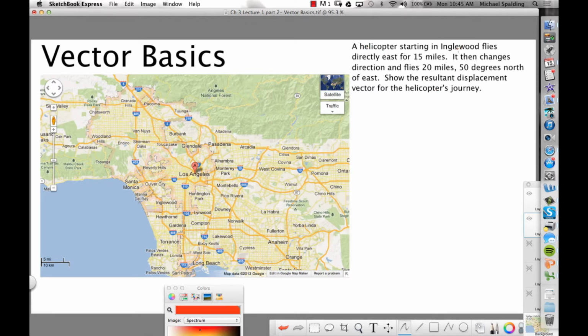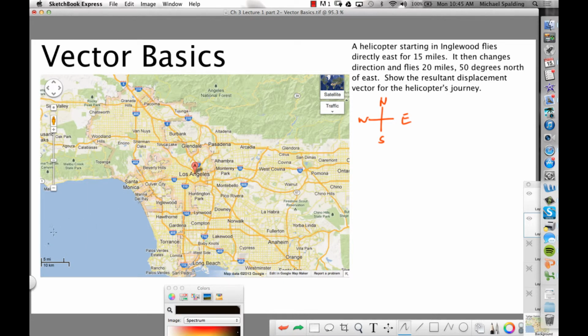So a helicopter starts in Inglewood, goes directly east for 15 miles, then it goes for 20 miles at an angle of 50 degrees northeast. So here we have north, south, west, east, like that. How many parts to the journey are there? 2. So Inglewood is right about here. So what happens is the helicopter goes 15 miles.